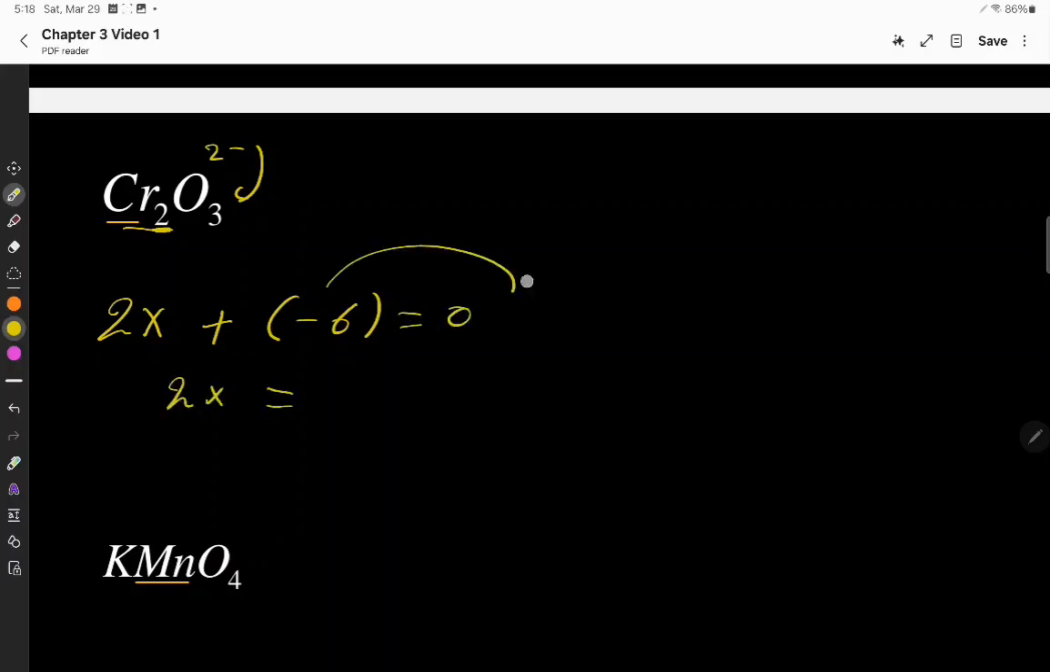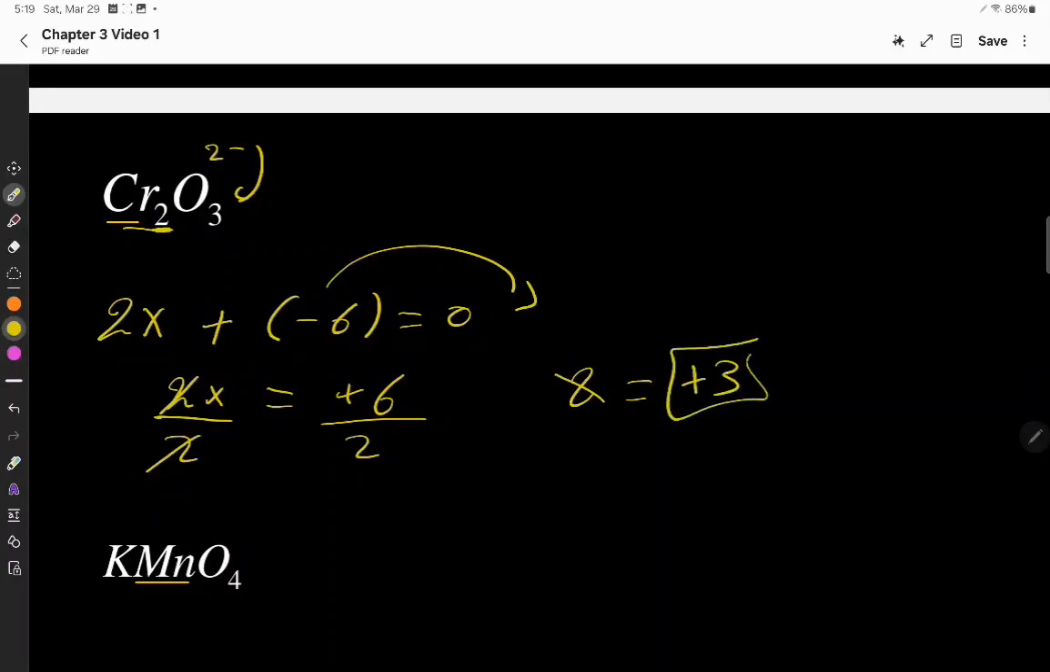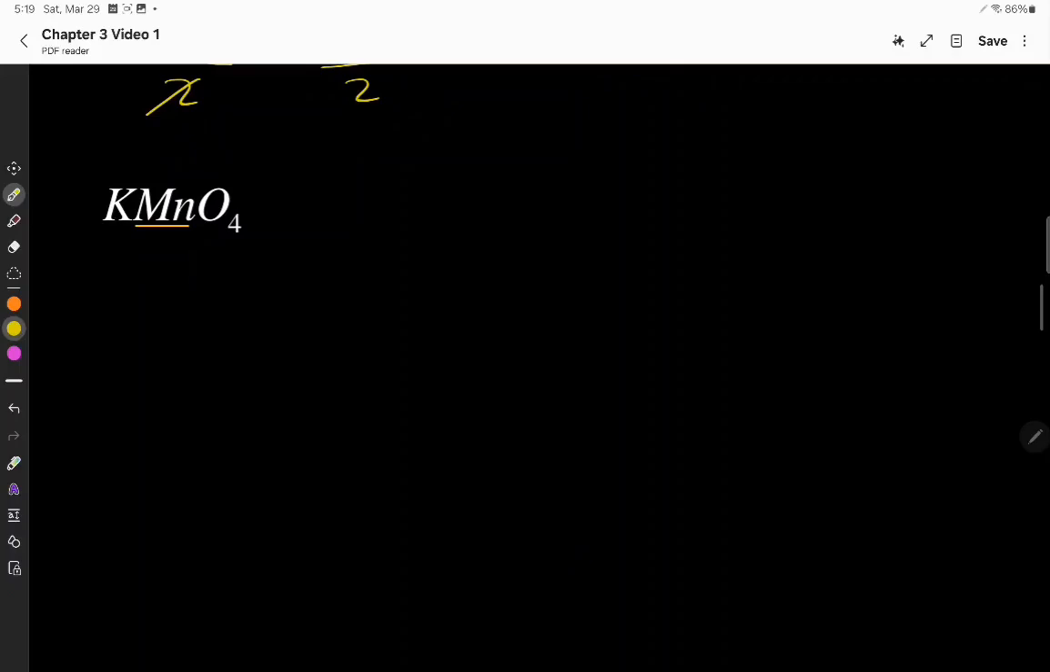2X equals positive 6 over 2, so X equals positive 3. In this case, chromium equals positive 3. Let's see here another example.